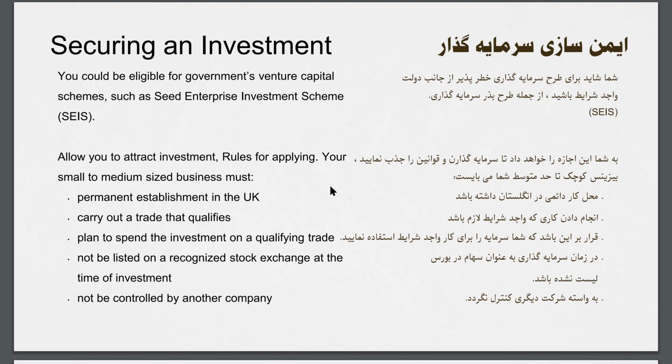And then you can't be listed on a recognized stock exchange at the time of investment. And then you can't be controlled by another company.